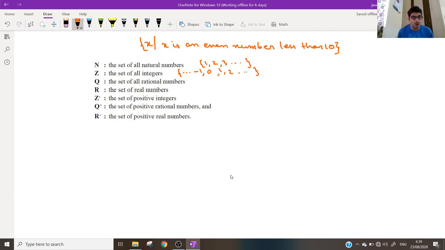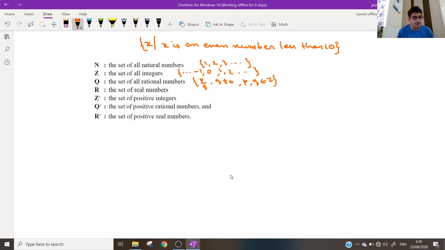Then the set of all rational numbers, that is numbers of the form p by q, where q is not equal to 0, and p and q are integers, p and q belong to Z. So Q is the notation for the set of rational numbers, and R is the set of real numbers, that is rational numbers as well as irrational numbers. It can be either rational or irrational, so that is the set of real numbers.